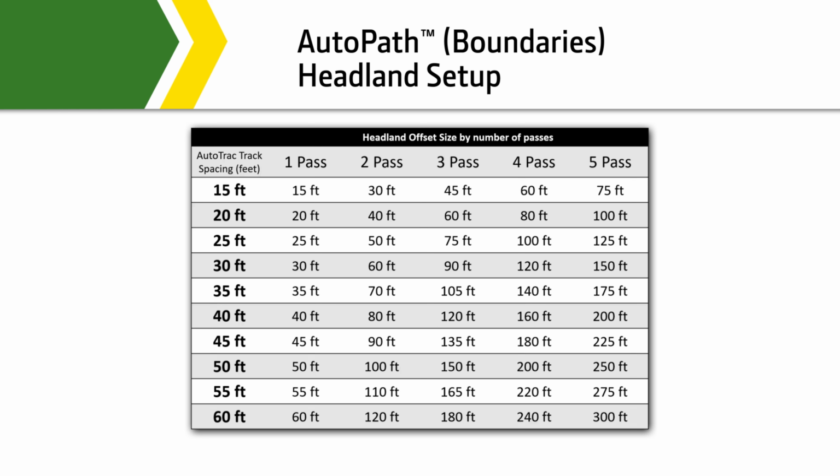If we look at the very bottom of the chart, if I have a 60-foot track spacing and I want to have 3 passes around the edge of the field, I will need to have a headland that is 3 times 60 or 180 feet. So the easiest way to determine your headland size is to take your AutoPath track spacing in feet and multiply that by how many passes you want to take. That number is the size of your headland.